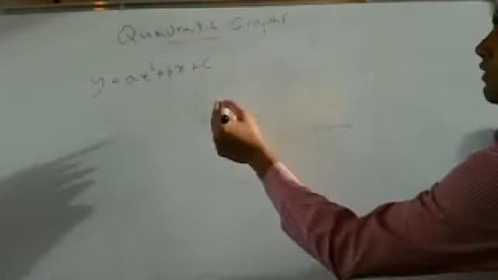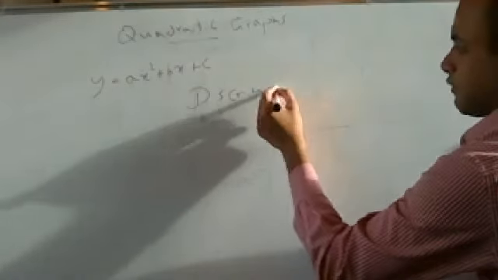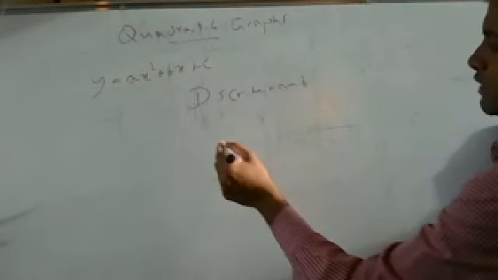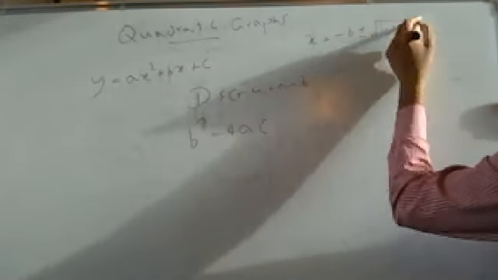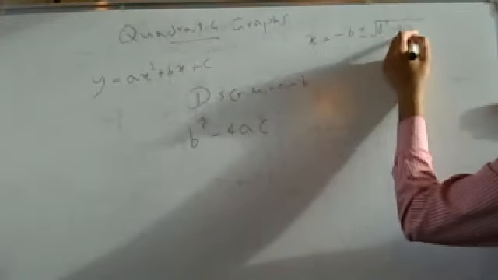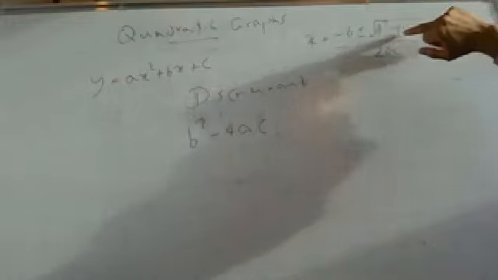Now there's something called the discriminant. The discriminant is b squared minus 4ac. If I write the quadratic formula here, it is x equals minus b plus or minus the square root of b squared minus 4ac, over 2a. So that's your quadratic formula, and the discriminant is the bit under the square root sign.